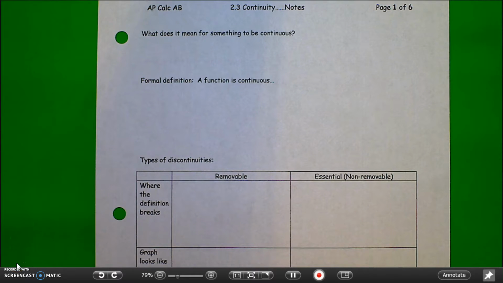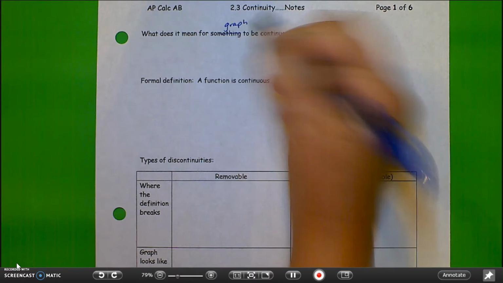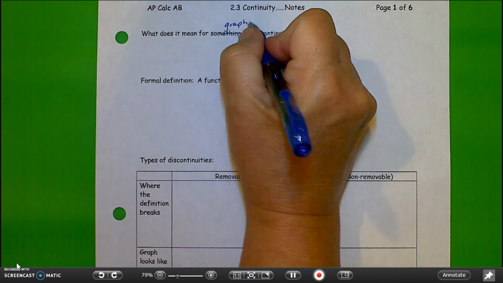These are notes for Calculus section 2.3. The topic is continuity. Page 1. What does it mean for something to be continuous? And the something I want to talk about is specifically graphs. What does it mean for a graph to be continuous?